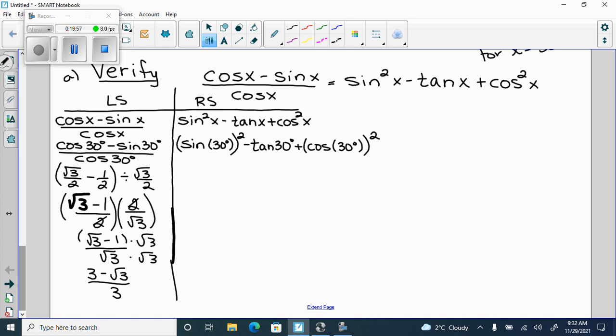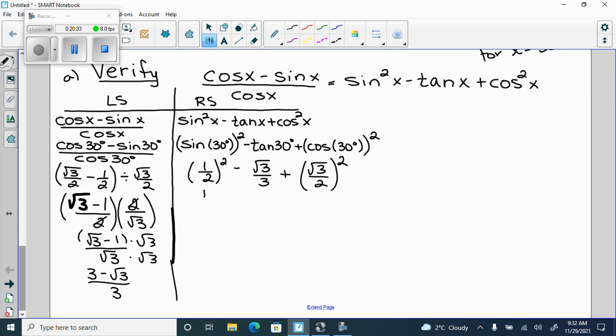Sine of 30 is a half, squared. Tan of 30 is root 3 over 3. Now I'm trying to remember. Wait, it can be a half divided by root 3 over 2, a half times 2 over root 3. Yes, it's root 3 over 3. I was questioning my brain power, but that's right. And then plus root 3 over 2. 60s are root 3s, 30s are root 3 over 3s.